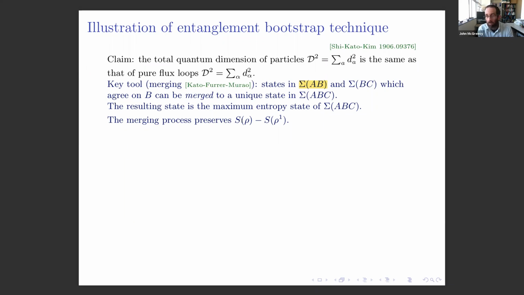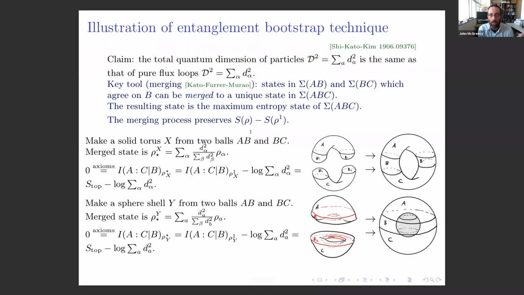So these are very powerful statements which allow us to prove, for example, that by merging two balls in such a way that you get a solid torus, you can relate the total quantum dimension of the pure flux excitations to the topological entanglement entropy. And by merging two balls in such a way that you get a sphere shell, you can relate the total quantum dimension of the particles to the same topological entanglement entropy. Okay, so this is a strategy that gets used a lot.